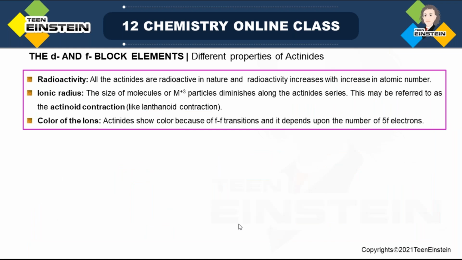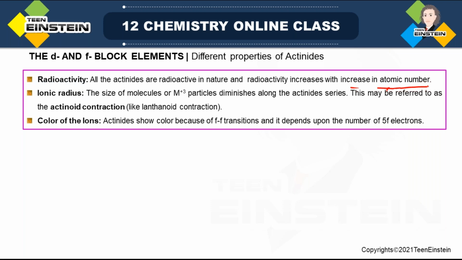Radioactivity. This point we have not seen in the case of lanthanides, because the question does not arise for them. But when we start actinides, this point is already mentioned, that the radioactivity property is observed for them. And this property will increase as we move from left to right throughout the series, that means as there is an increase in atomic number.